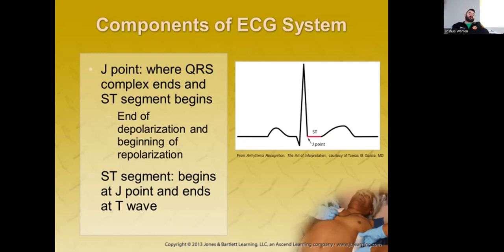Okay, so contiguous leads means that they're looking at the same geography. So 2 through AVF will be looking at the inferior portion of the heart. If 2 and 3 are both saying there's elevation of even just one little block, and how much is that little block worth, Gabe? 0.04. Even one block is serious enough to call a STEMI alert.